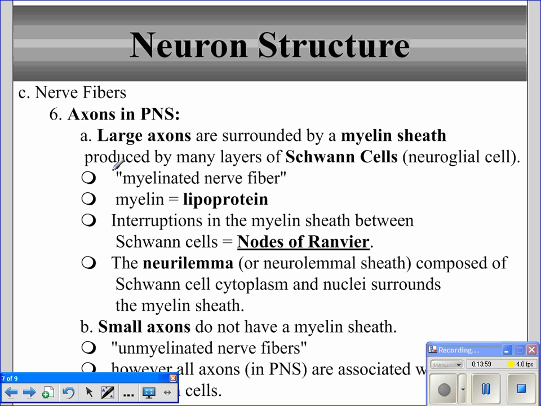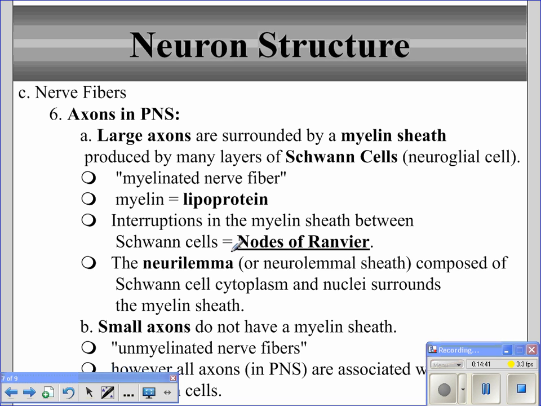Some of our axons are quite large, quite big. They're surrounded by this myelin sheath. And again, the cell that produces that myelin sheath in the peripheral nervous system is the Schwann cell. It's a glial cell, one of those support cells that we're going to talk more about in later segments. So again, this Schwann cell produces myelin. It's a lipid or a lipoprotein and gives a whitish appearance to the axon. Note, the myelin is not on the soma, and it's not on the dendrites. We only find it on the axons.